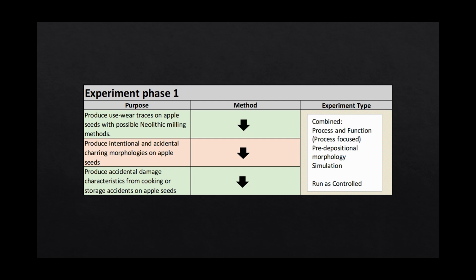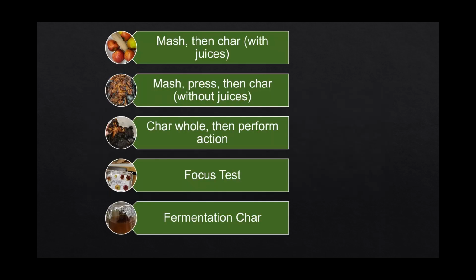These are designed as combined experiment types of process and function, that is process-focused, and predepositional morphology simulation, being run as controlled. The experiment itself can be broken down into 5 primary areas of focus with overlapping processes. The first series requires mashing the apples and charring with the juices. The second series requires mashing the apples, hand pressing the pulp with a cheesecloth to remove the juices, and the remaining pulp being charred. Series 3 chars whole apples where actions will be performed after the charring process. Series 4 is the focus test, and the 5th series performed is a fermented char.